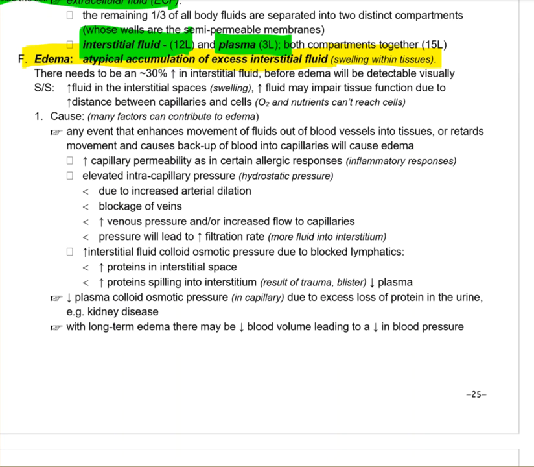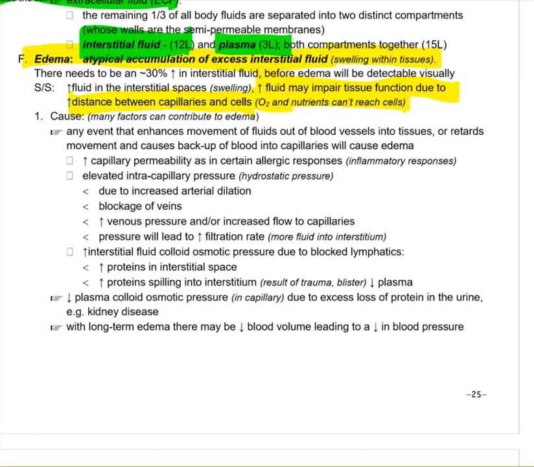So what happens? The signs and symptoms. Fluid increases in the spaces, which causes swelling, and fluid might impair tissue function because the distance between the capillaries and the cells increases. If we put more fluid in between the cells and the blood capillaries, it takes longer for oxygen and nutrients to reach the cells, and that can cause problems with those cells. Those cells might become impaired. Now, what are some factors or some examples that can cause edema? And we're going to talk about it, and then we're going to use some of these terms, HPC, OPC, HPI, OPI, to understand what's happening.